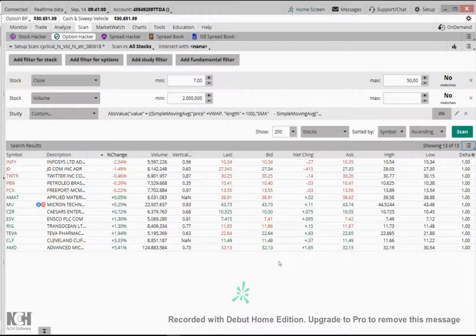So I'm still in development on this. I'm still learning. I'm still paper trading. So this is just to show you some of the stuff I've learned. One of the things I'm still trying to learn is how to pick stocks for day trading. What I did was a scan for stocks with a volume of 2 million or more, and a price range of 7 to 50.